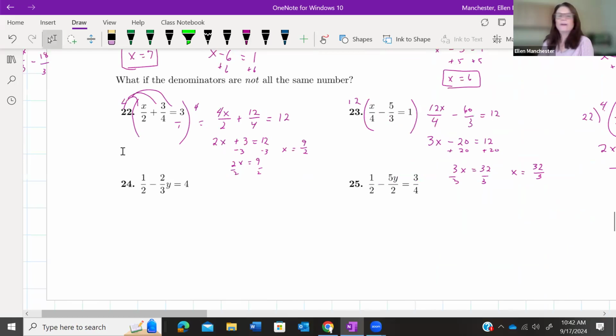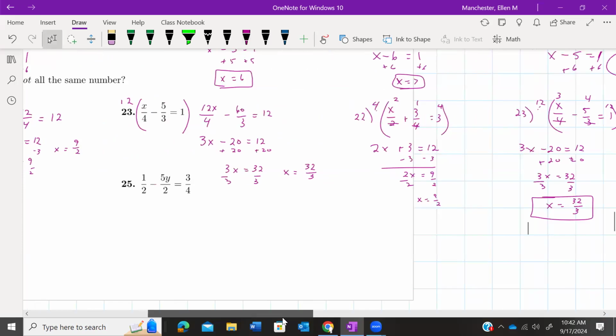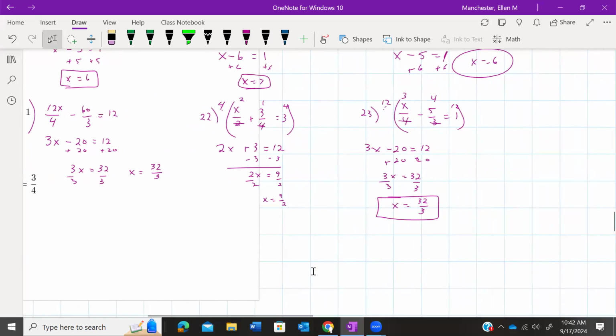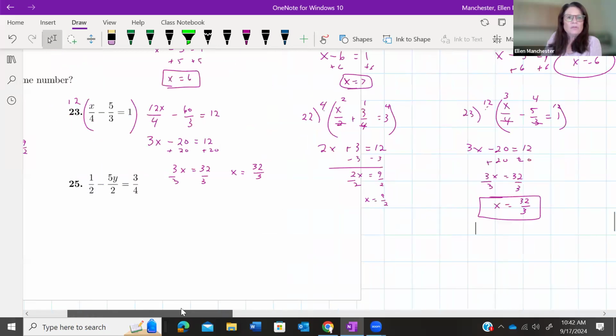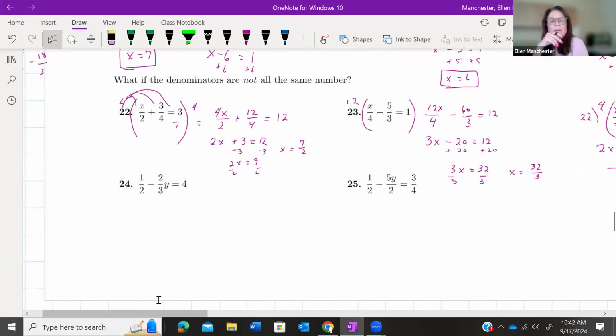Any questions? Yeah, go ahead, Jade. Can you hear me fine? Yes. Okay, so on 23, you got 12 for the common denominator, and then on 22, you got 4. I was wondering how you got 4 on 22. So the two denominators on 22 were 2 and 4. So you could use 8. 8 is a common denominator. But what I normally do is I look at the larger number, and if the smaller one will go into it, I'll just use the larger number. So since 2 goes into 4, 4 is a common denominator.